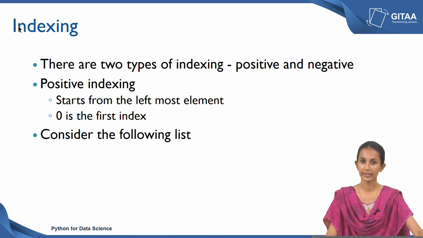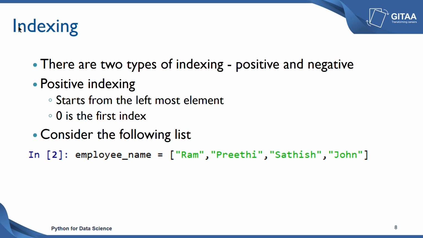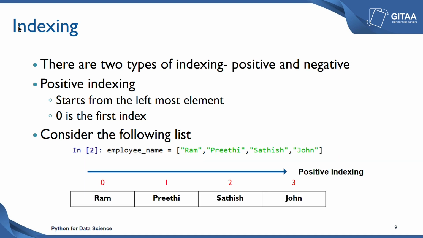We will consider the list emp_name, which has the employee names Ram, Preeti, Satish and John. Ram will have the index value of 0, Preeti will have the index value of 1, Satish will have the index value of 2, John will have the index value of 3. So, if you run from the leftmost to rightmost, that is the positive indexing. It always starts from 0 till n minus 1.